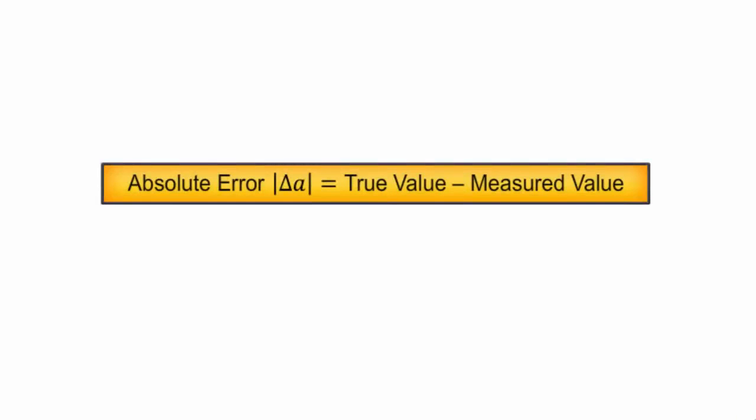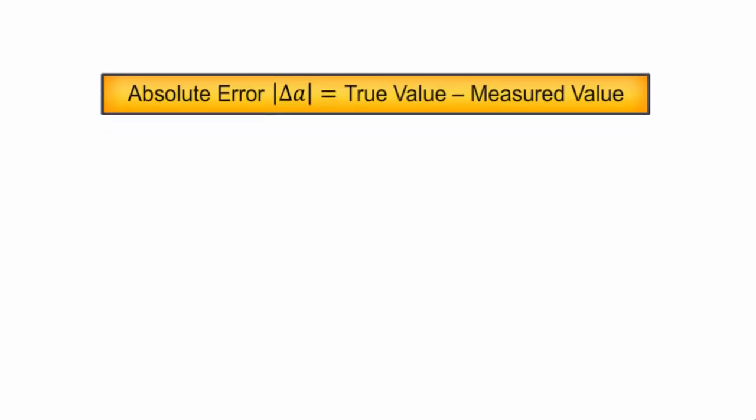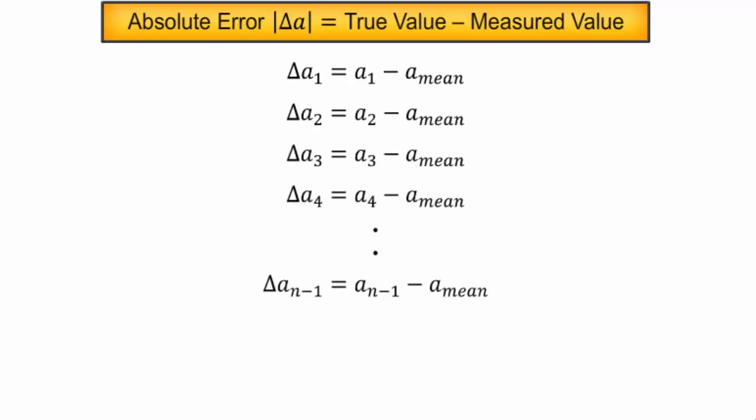The magnitude of difference between the true value and each measured value of a quantity is called the absolute error of that measurement. It is denoted by mod delta A. Since an arithmetic mean is considered the true value, delta A1 is equal to A1 minus A mean. Delta A2 is equal to A2 minus A mean, and so on till delta An is equal to An minus A mean.